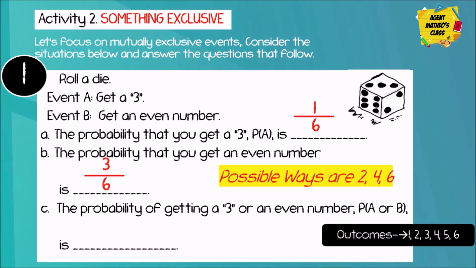This time for letter C, we are asked to get the probability of getting a 3 or an even number. Since they have no possible outcome in common, there is no chance of them happening together. We can use here the probability of the union of 2 events. And this tells us that we can just get the sum of both probabilities of the previous items. So we have 1 over 6 plus 3 over 6 is equal to 4 over 6, or we could simplify that as 2 over 3.